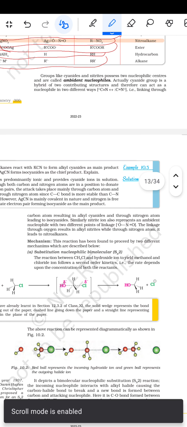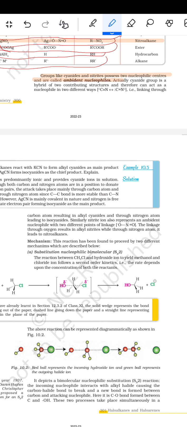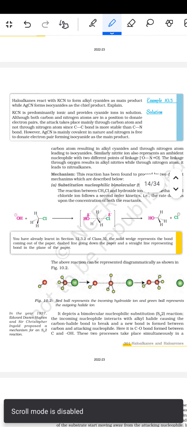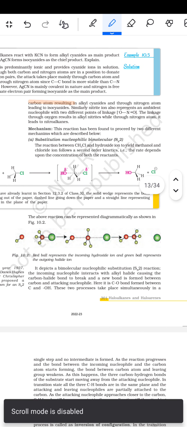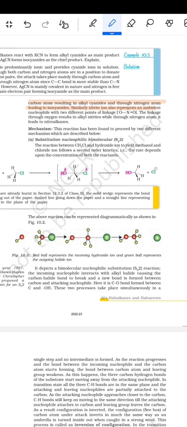उसके बाद फिर आता है groups like the cyanide and the nitrite possess two nucleophilic centres and are called the ambident nucleophiles. Actually, the cyanide group is a hybrid of two contributing structures and therefore can act as a nucleophile in two different ways, linking through the carbon atom, resulting in the alkyl cyanides, and through the nitrogen atom leading to the isocyanides. Similarly, nitrite also represents an ambident nucleophile with two different points of linkage. The linkage through oxygen results in the alkyl nitrites, and through the nitrogen atom it leads to the nitroalkanes.